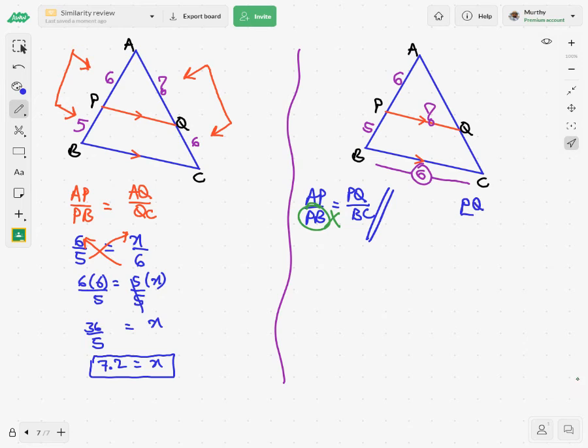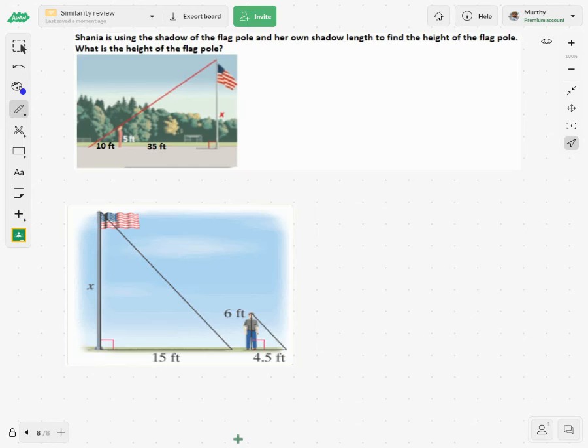PQ over BC equals AP, that is the one side of the small triangle, over AB, it is not PB. Now plug in the values. PQ is not known, BC is 6, AP is 6, AB is 6 and 5 together. Of course, further I'm sure you can continue, whatever the answer may be. I'm skipping this one and moving to the next one.